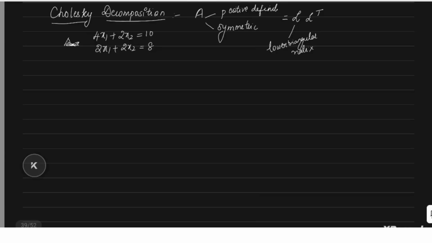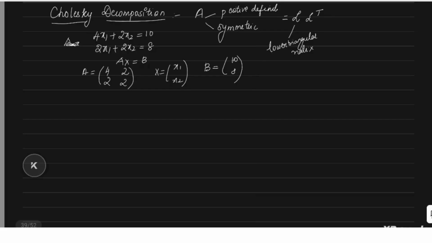So how do we do this? The given system is of the form Ax = b. In this equation, what is A? It is nothing but the coefficients of x1 and x2, so A is 4, 2, 2, 2. X is x1, x2, and b is 10 and 8. Now we are going to decompose the given matrix A into a lower triangular matrix and its transpose, and the final outcome is the values of x1 and x2.